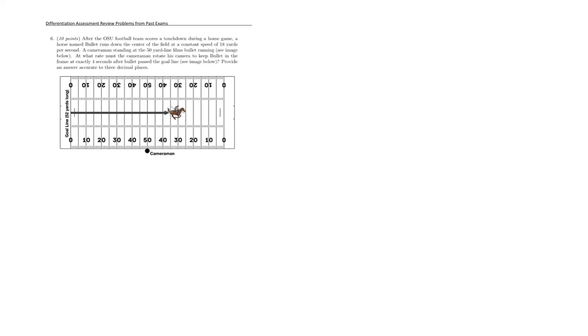Okay, so this one says, a horse named Bullet runs down the center of the field at a constant speed of 18 yards per second, and a cameraman standing at the 50-yard line is going to be changing the angle of his camera so that Bullet is in the frame. Okay, so here's this.